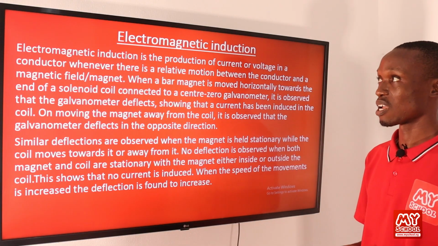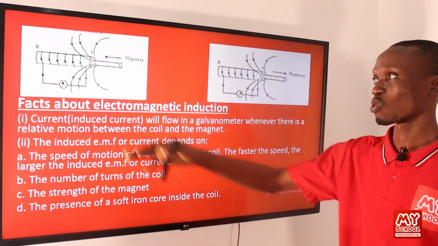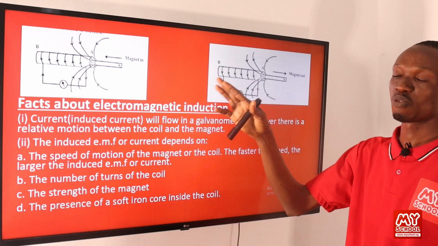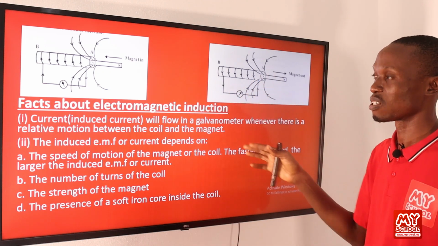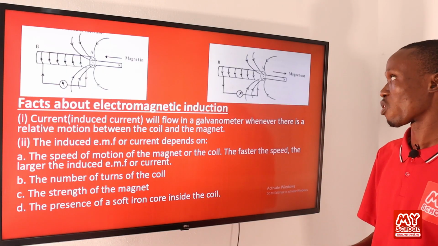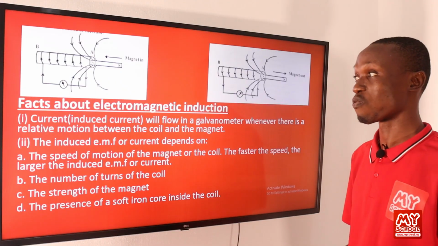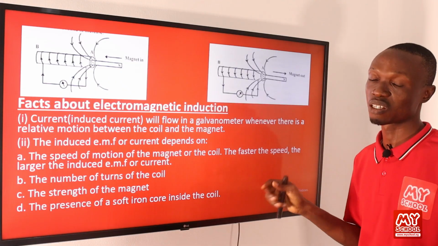So let's move to the next slide to see the diagram of what we are trying to explain here. This is a solenoid and this is a magnet showing the different movements of the magnet. This is when the magnet is moving towards the solenoid coil, and this is when the magnet is moving away from the solenoid coil. So let's see some facts about electromagnetic induction.